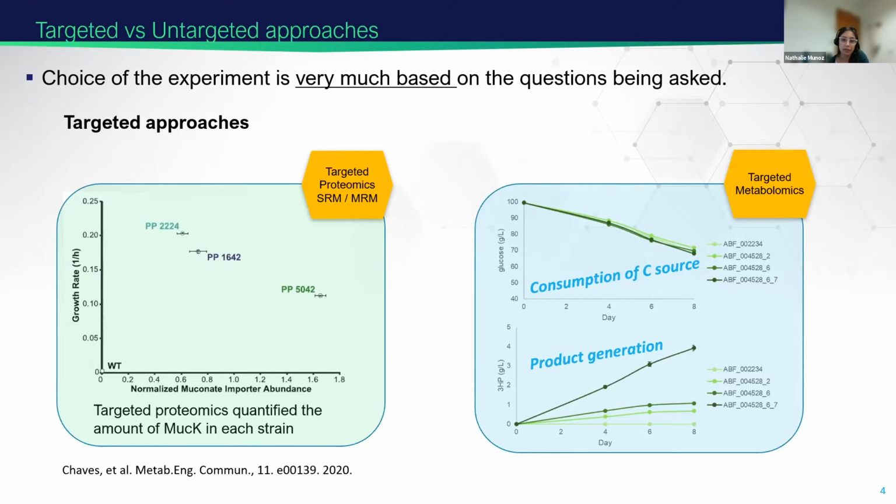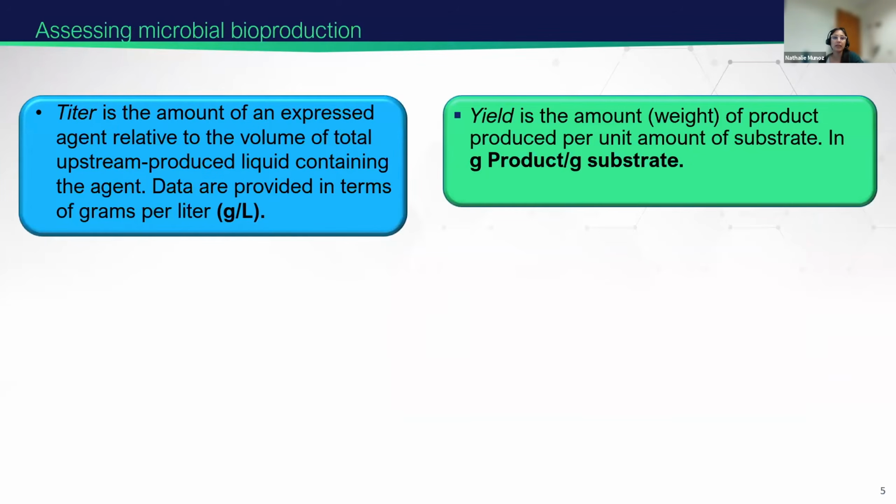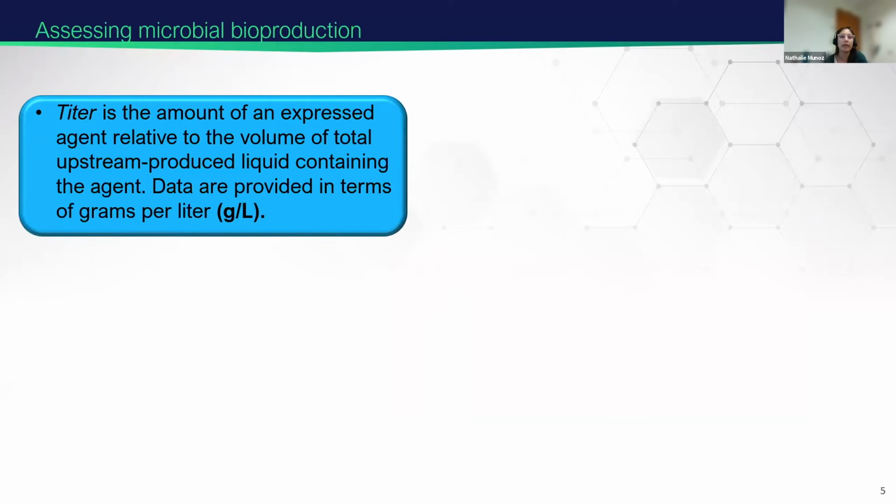In this figure on the right, we can see the strains that we'll study in depth in the school and a time course of glucose concentration from day 0 up to day 8, and the same for the bioproduct 3-hydroxypropionic acid. This is a short detour just showing you that to assess microbial bioproduction, we can use different expressions or different measurements.